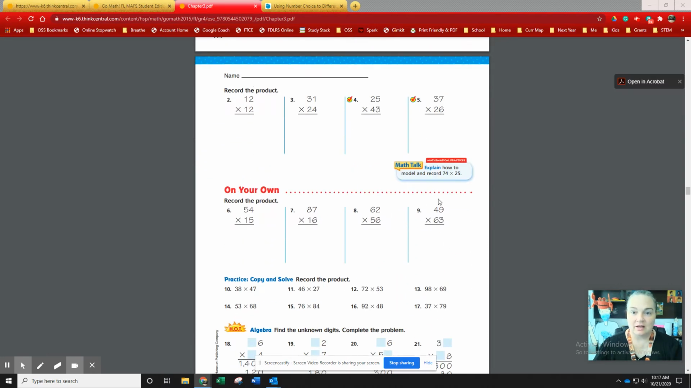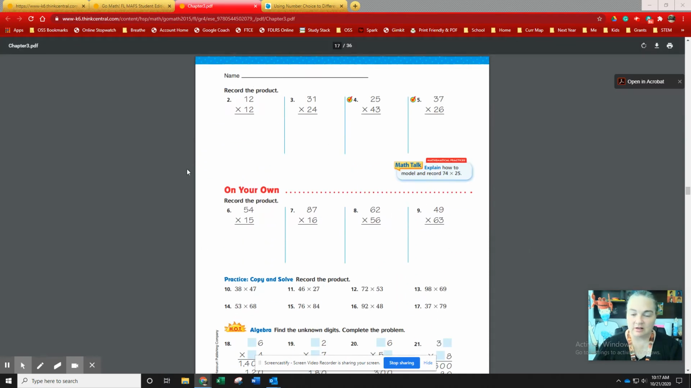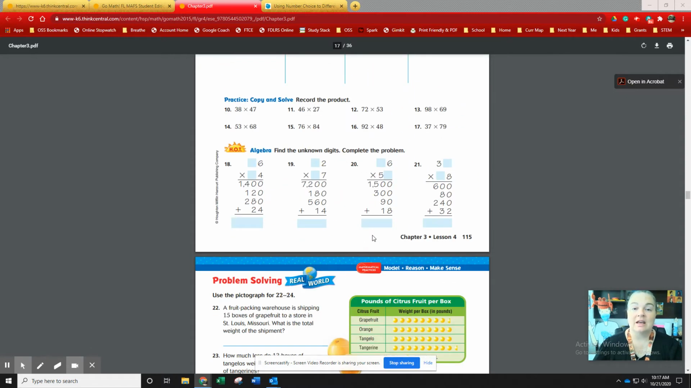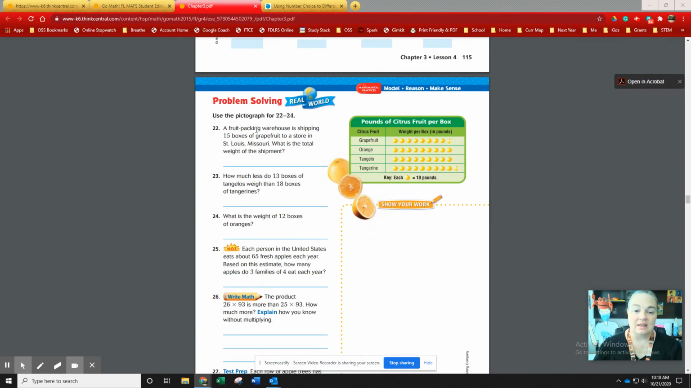But this work right here is not on the FSA. This work right here is not on your assessment. This work right here has no words to it. They can do that work. This work right here is what's important. This will be on the FSA. This will be on assessments. This will be on the iReady test. So actually looking at the words, breaking down the word problems.